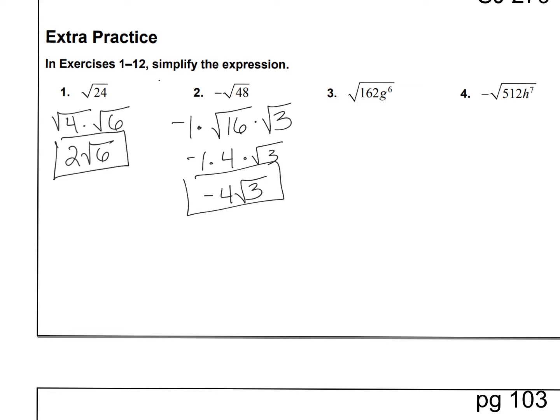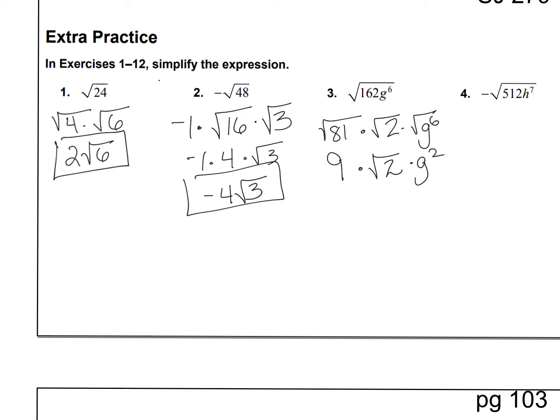For the next one, I think it's 81, 81 times 2. I'm going to rewrite this as the square root of 81 times the square root of 2 times the square root of g to the 6th power. I want even exponents on my variables. If I don't have an even exponent, I'll rewrite to have an even exponent. Then I'm going to take the square root of the things that I can. The square root of 81 is 9. I can't do anything with the square root of 2. And the square root of g to the 6th power is g to the 2nd power.